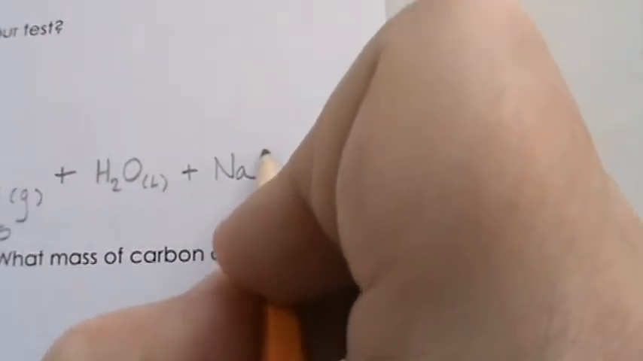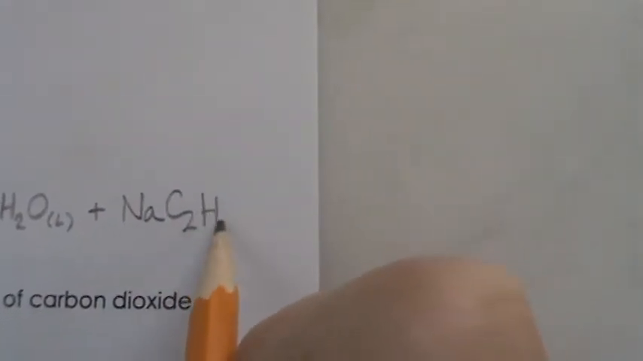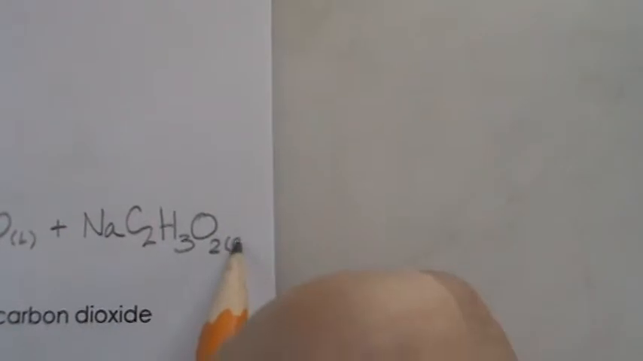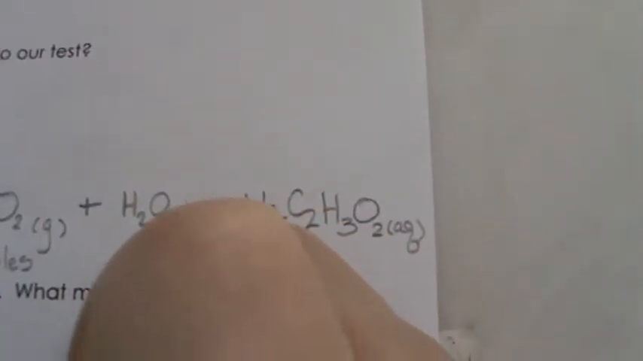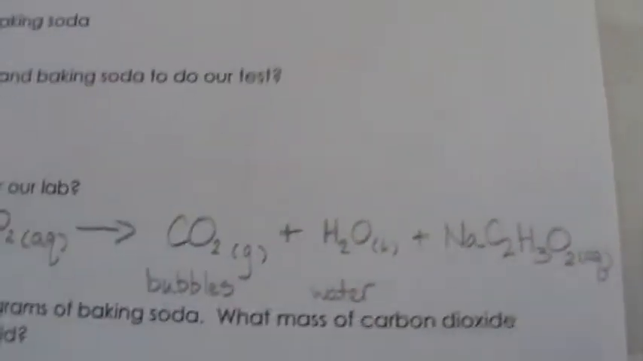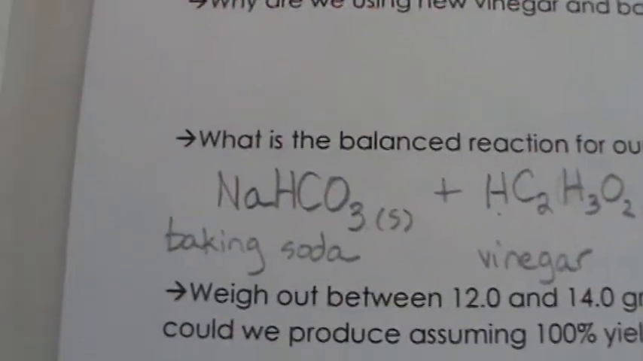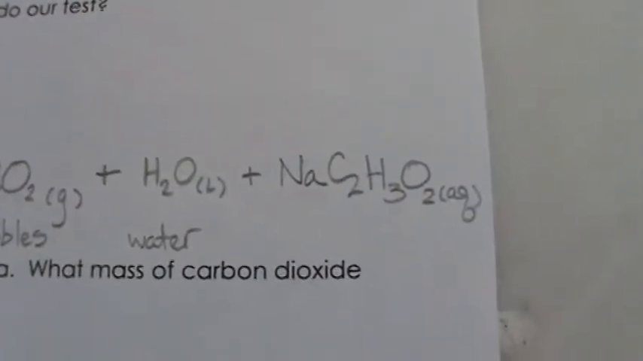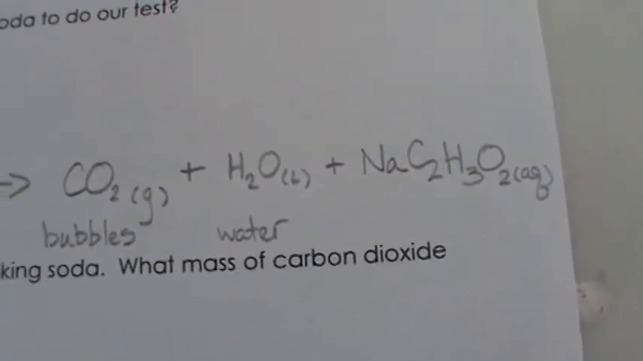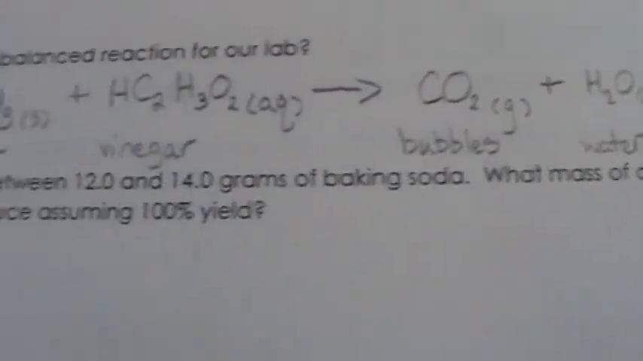And what's left is a sodium acetate, NaC2H3O2, and it'll be aqueous. Okay. And these are all a 1-to-1 ratio, and this is what's going to be happening in our lab. Okay, so let's go ahead and begin.